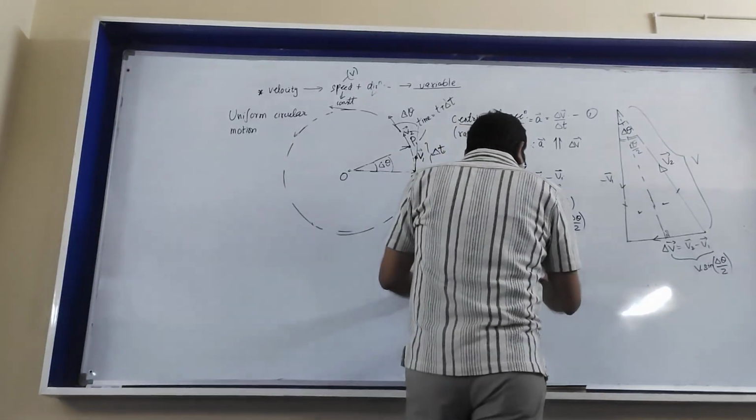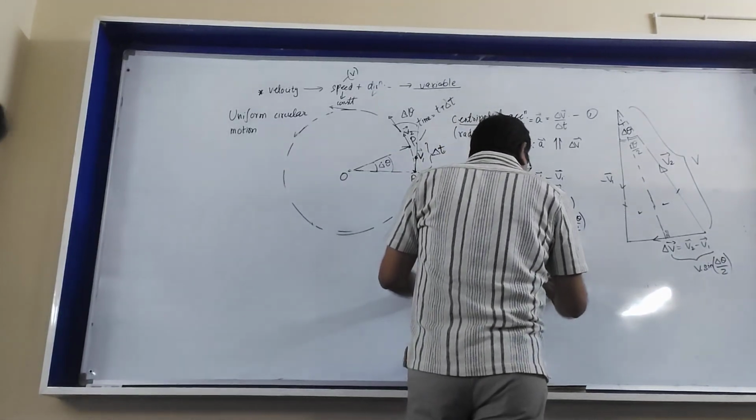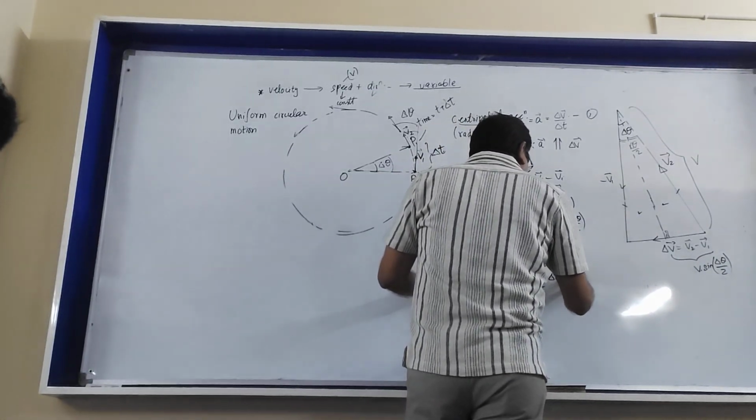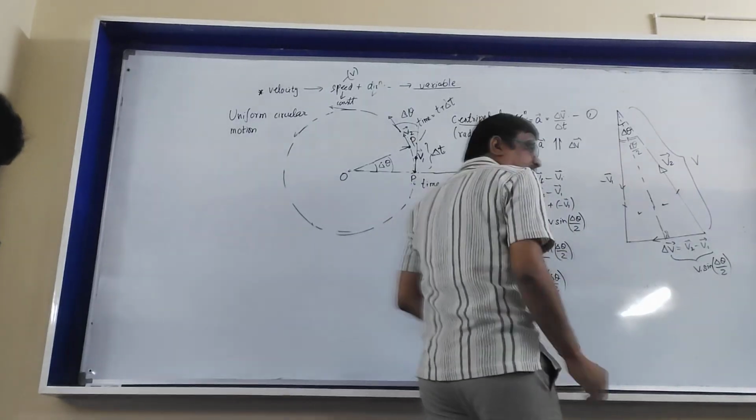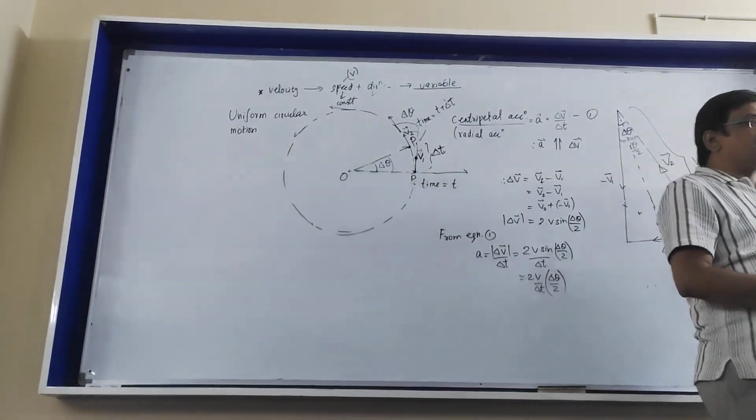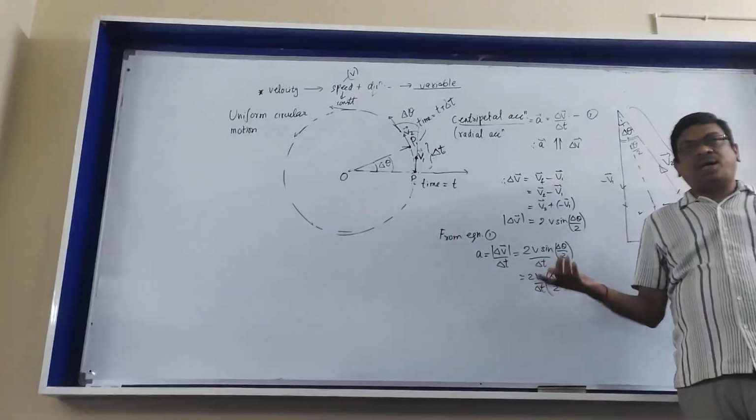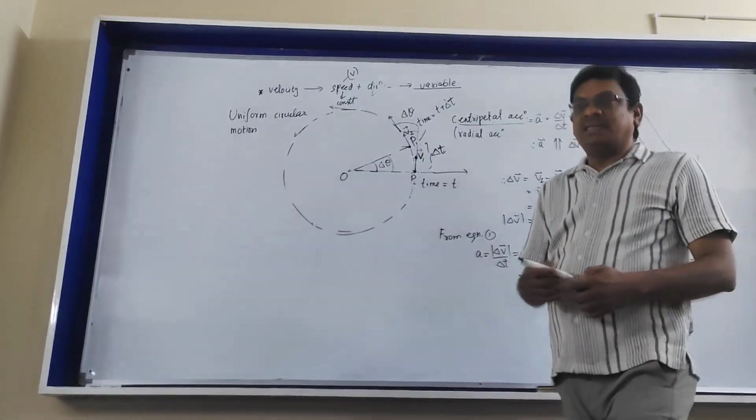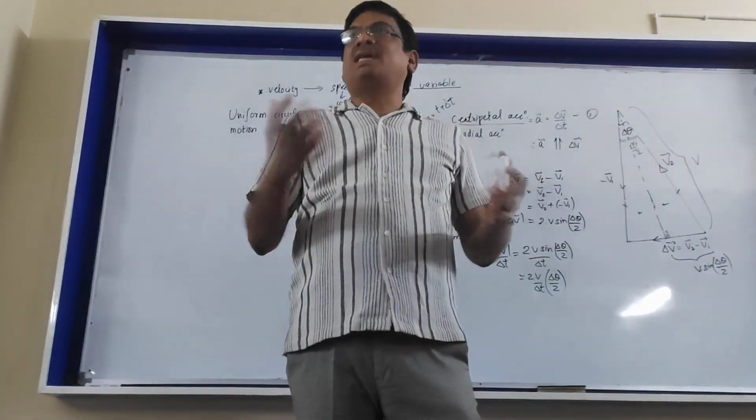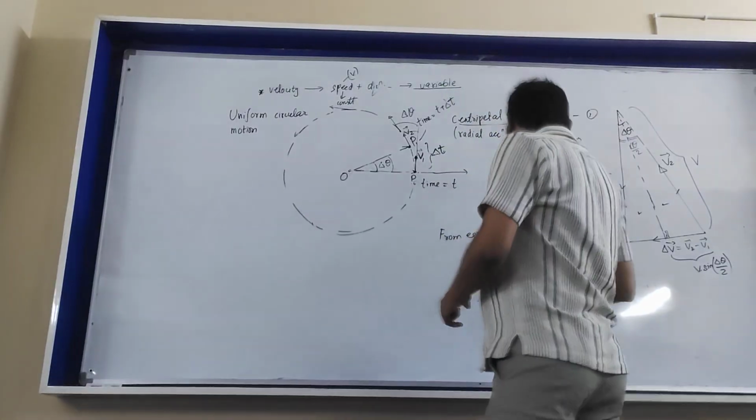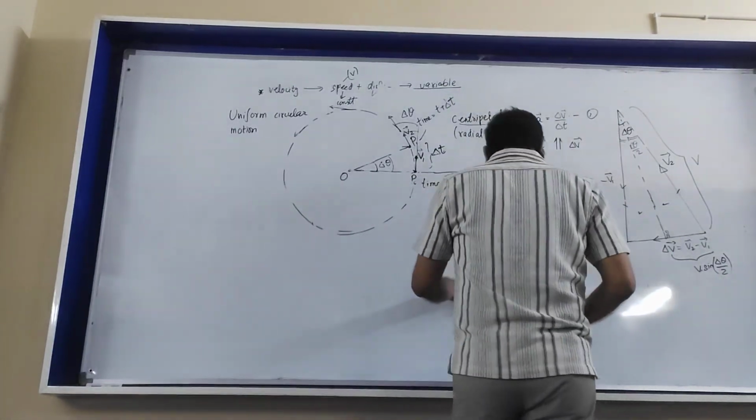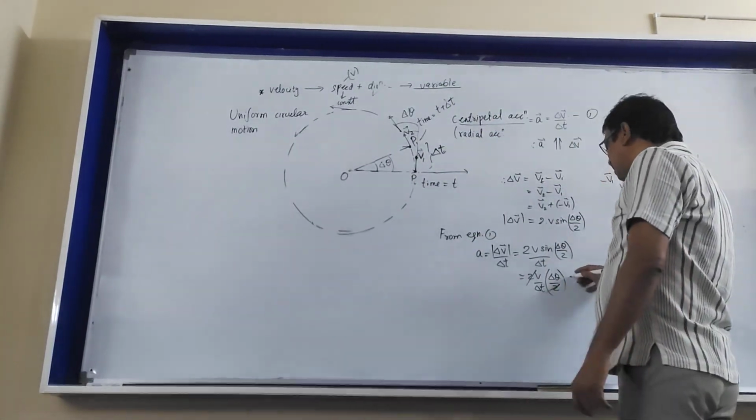So what will I do? I'll remove sine. And the angle is always in radian, that is understood. I don't have to specify that the angle is in radian, because the SI unit of angle is radian. So now what happens? 2 gets cancelled. But delta theta by delta t is omega.